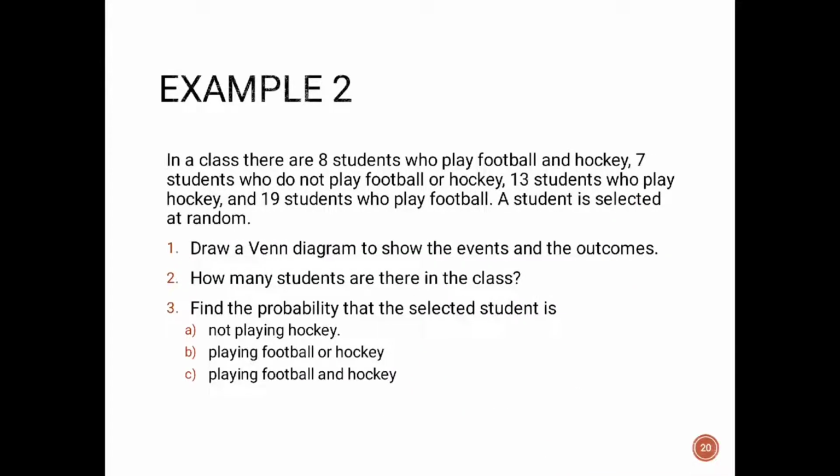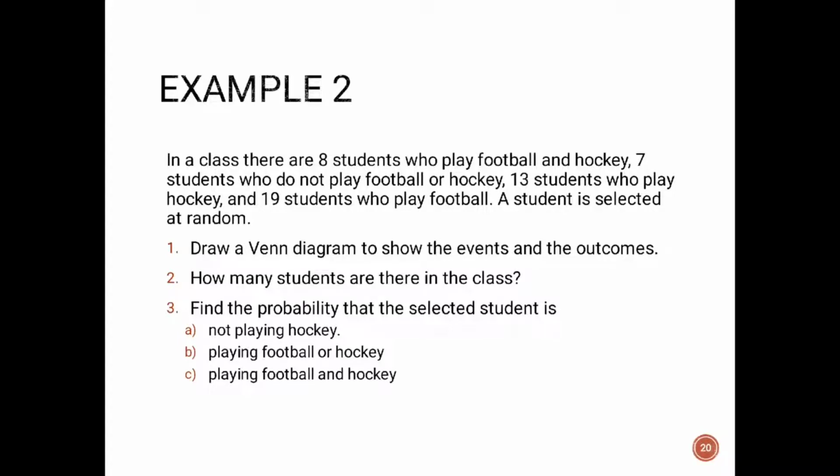And then we have example 2. In a class there are 8 students who play football and hockey, so these 8 students play both. 7 students do not play football or hockey, 13 students play hockey and 19 students play football. A student is selected at random. Draw a Venn diagram to show the events and the outcome.